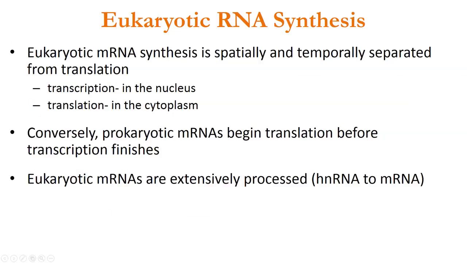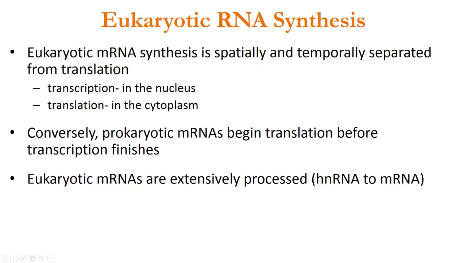Now, eukaryotic messenger RNA synthesis is actually separated both spatially and temporally from translation. That means transcription occurs in the nucleus in eukaryotes, and translation occurs in the cytoplasm. So spatially, they're actually separated. And transcription occurs before translation. So all the events in transcription, all the processing has to happen first. Then later, it goes to the cytoplasm to be translated.